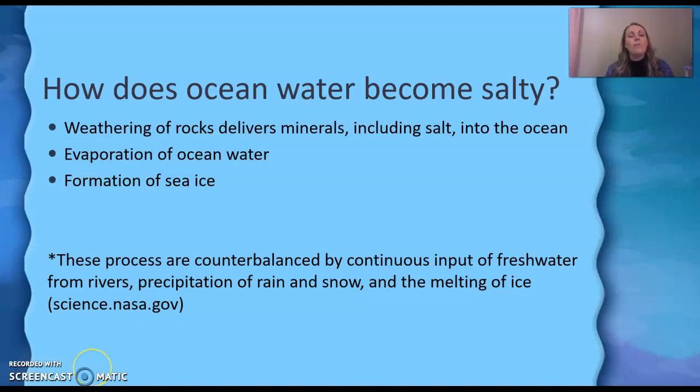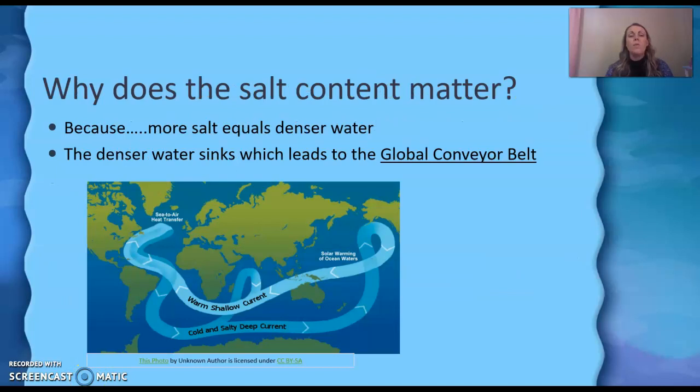And then you have the evaporation of ocean water and the formation of sea ice. These processes produce the salt, but they're counterbalanced by continuous input of fresh water from rivers and precipitation of rain and snow and the melting of the ice. So why does the salt content matter? Because more salt equals denser water. The denser water sinks, which leads to the global conveyor belt.